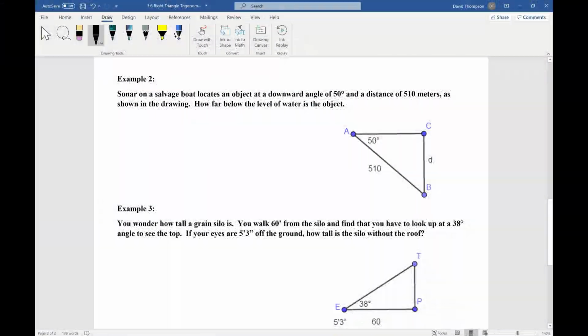Example 2. A salvage boat locates an object at a downward angle of 50 degrees and a distance of 510 meters, as shown in the drawing. How far below the water is the object? To do this, we need to use technology. But first, before we do this, we have to figure out what trig ratio we're talking about.